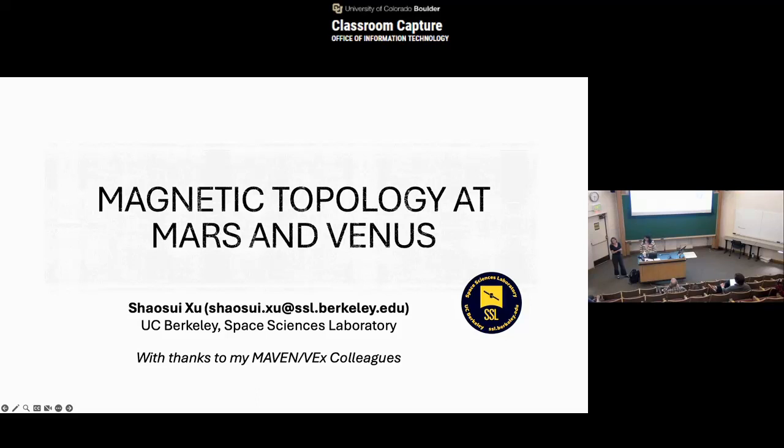That's a twin satellite in phase C going to Mars. She is also the deputy instrument lead of the MAVEN instrument, the Solar Wind Electron Analyzer, and she's done an enormous amount of work on Mars, Venus, Earth, and understanding particle and plasma transport there. So without further ado, I'd like to turn it over to Shaosui to tell us about magnetic topology at Mars and Venus.